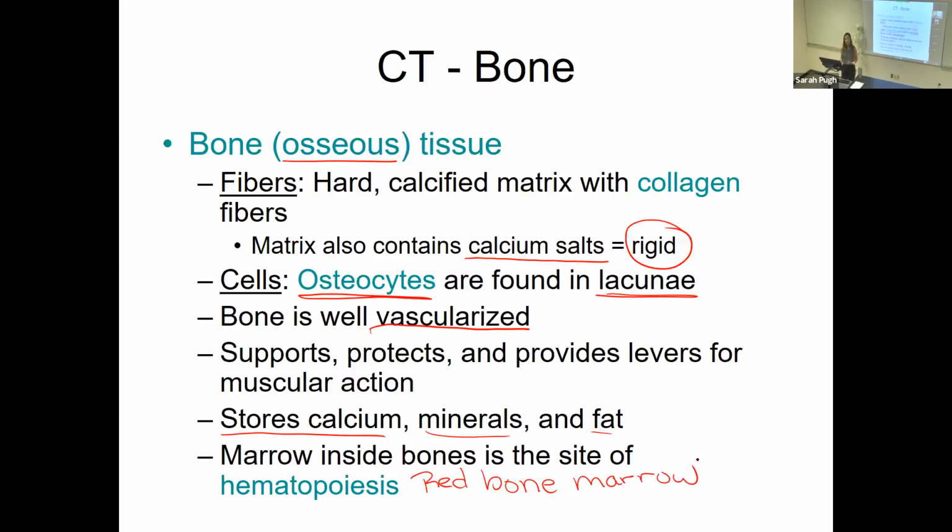And red bone marrow is where we make our blood cells. So this is a site of hematopoiesis. That term hematopoiesis just means blood cell formation. Okay, so inside our bones, we have red bone marrow, and red bone marrow is where we make our blood cells. That's where we go through hematopoiesis.